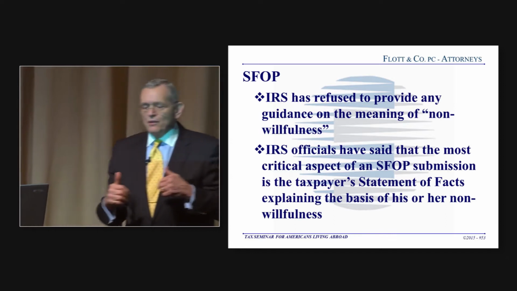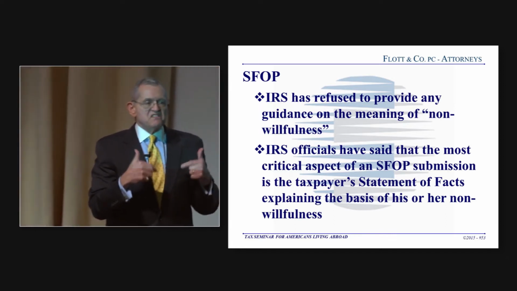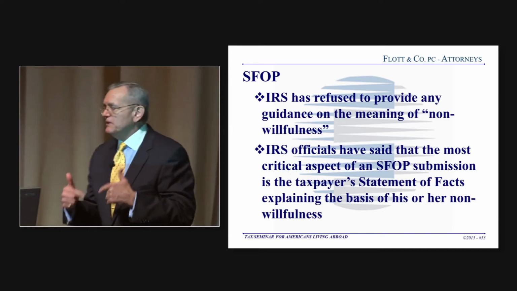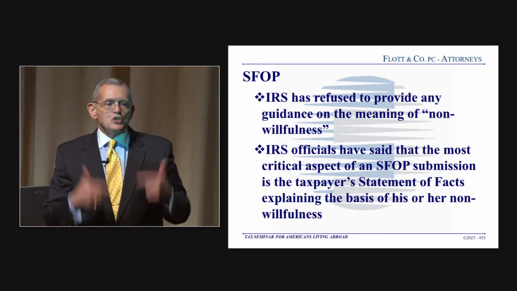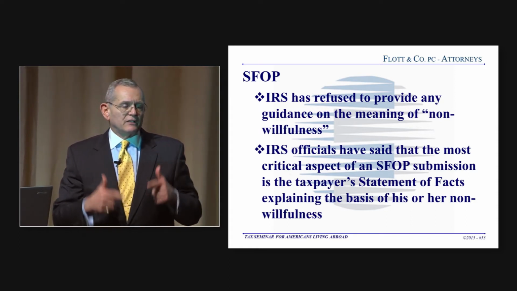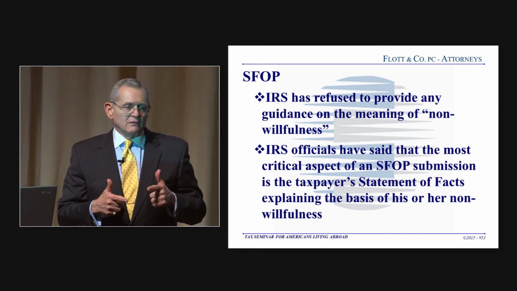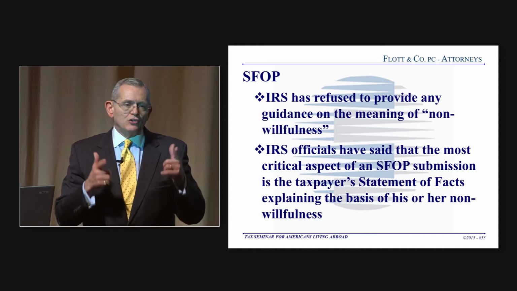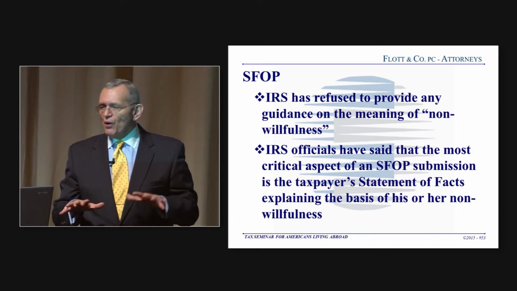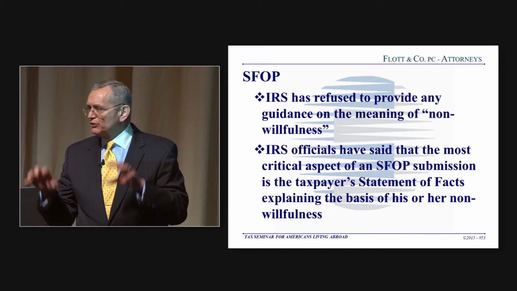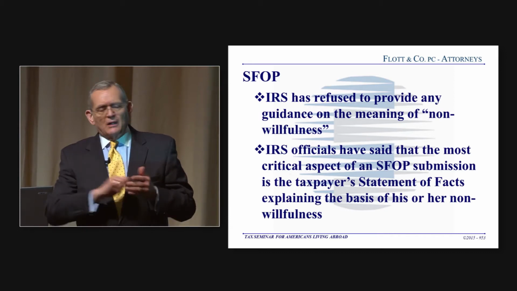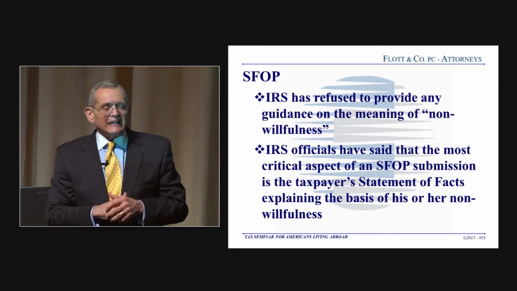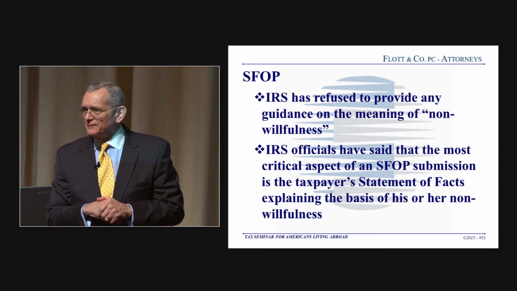We consider this the most important piece of paper in an SFOP filing, because this is your personal statement given under penalties of perjury that explains your non-filing and why the IRS should read your statement of facts as supporting your non-willful intent. Simply, "I didn't know I had to. Signed, George." Not likely to give much explanation.